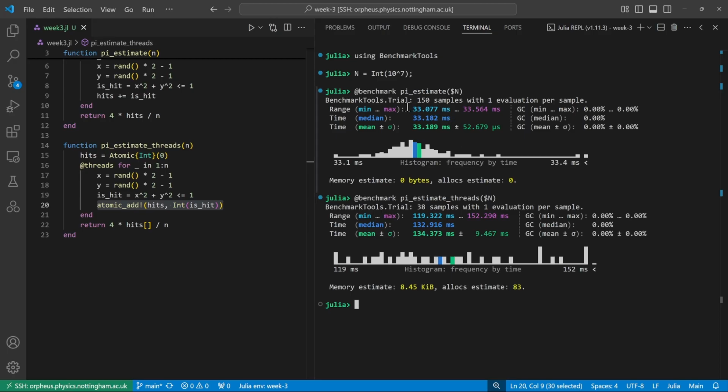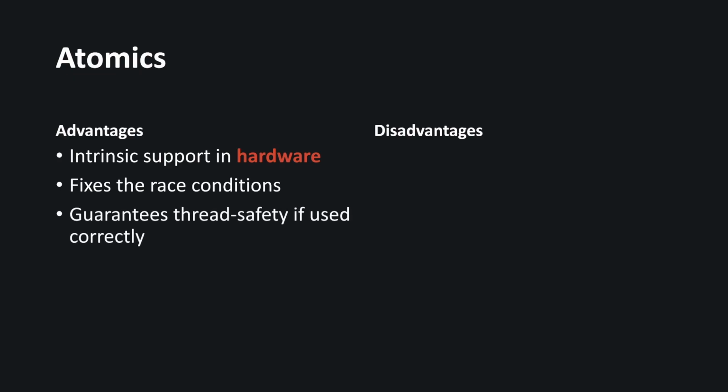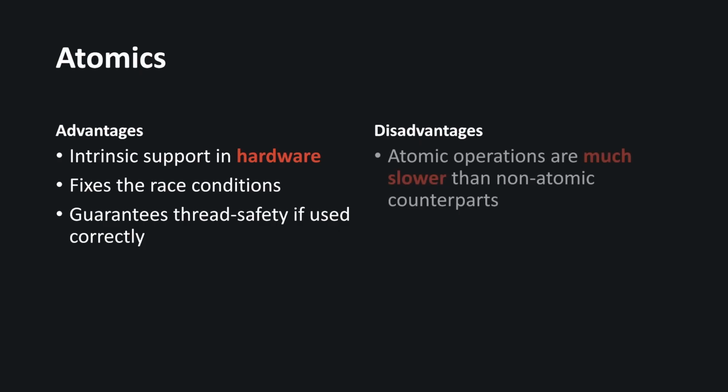But for now, let's summarize the advantages and disadvantages of using atomics. The first advantage is that atomics have intrinsic support in most modern hardware, and so the instructions that we used actually get compiled down into specific hardware instructions for doing these atomic operations. Secondly, and I guess most importantly, atomics will actually help fix your race conditions, which, if you use them correctly, guarantees thread safety. The main disadvantage for this is that atomic operations are actually much slower than their non-atomic counterparts, and so you have to be kind of tactical with how you use them.